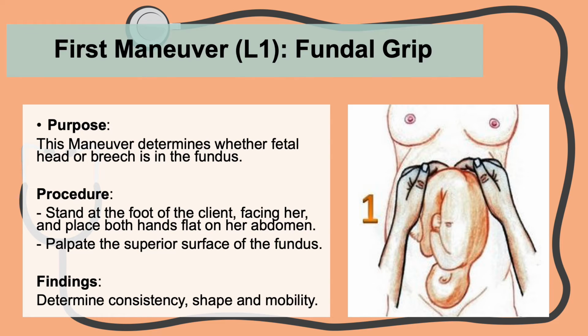Next is the first maneuver, which is L1. That is the fundal grip. The purpose of this maneuver is to determine whether the fetal head or the breech is in the fundus. For the procedure, you stand at the foot of the client, facing her, and put both hands flat on her abdomen. Then you palpate the superior surface of the fundus. What you are determining is the consistency, shape, and mobility.